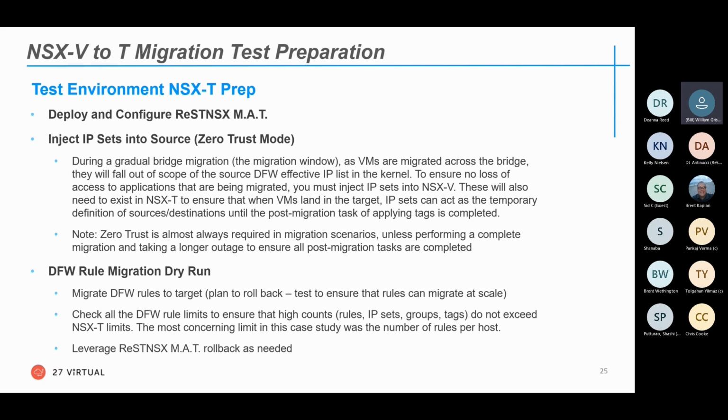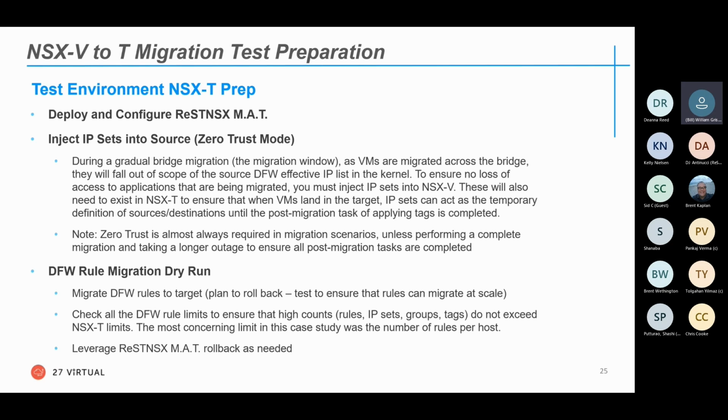And then once the VMs land in the target, there's a post-migration task that the MAT tool will do, assuming you're doing groups and tags. We'll have to assume that. That would be the goal in most cases, unless the customer just wants to stay IP set based. Once you get the VMs migrated over and tag them, and they show up in the groups and everything's done, then we don't have to worry about the IP sets anymore. But we leverage this zero trust IP set injection method, which is built into the MAT tool, to help us with that.